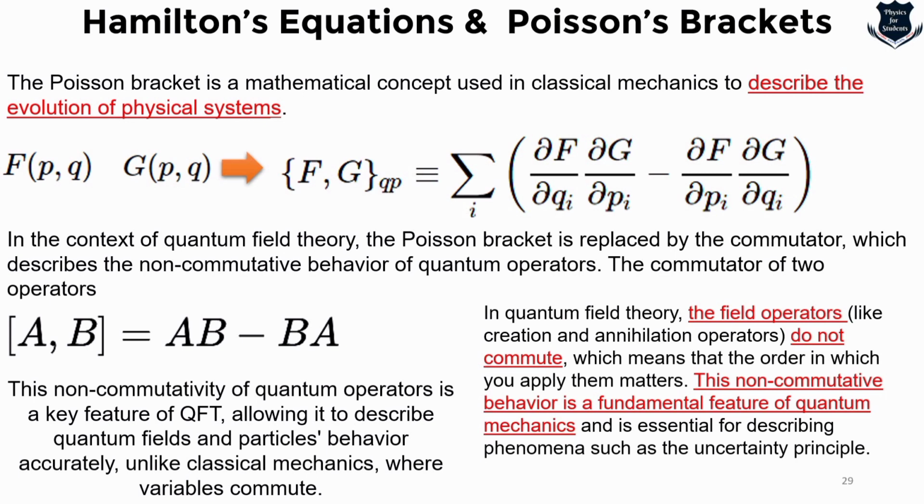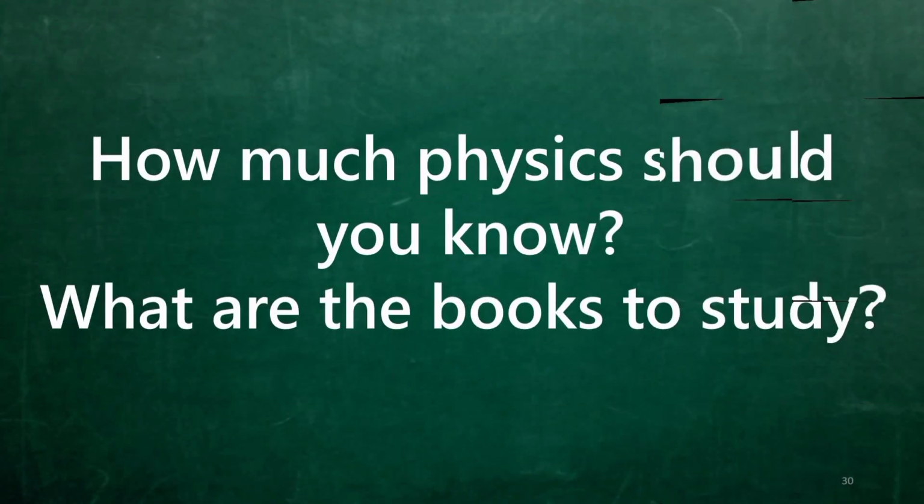So we understood the physics that is required. Now the question is how do we study, and what are the best book suggestions, coming up in the next part of our video. Here we will study the physics part first, and then we will come to the mathematics later. So how much physics should we study and what are the books to study?